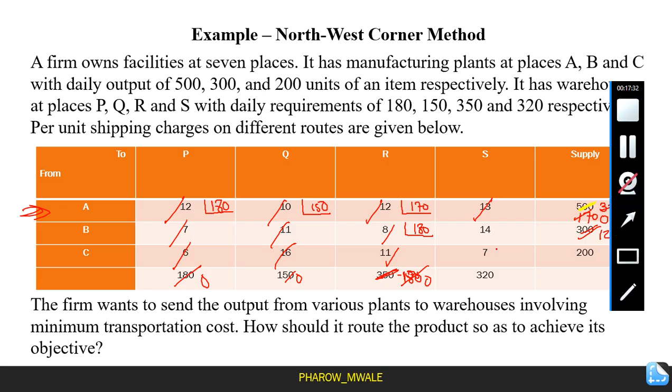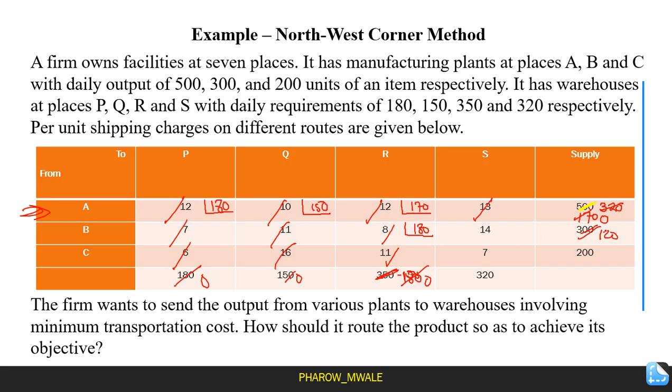So once we remain with 120 there, we have two remaining cells. The northwest corner is 14, where there's 14 here. That is our most northwest corner cell. So we locate the difference again, the smaller one. We compare 120 and 320, we locate 120. So this has been fulfilled, we are done.